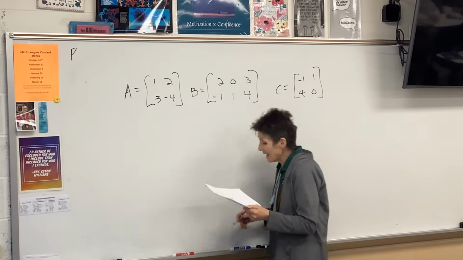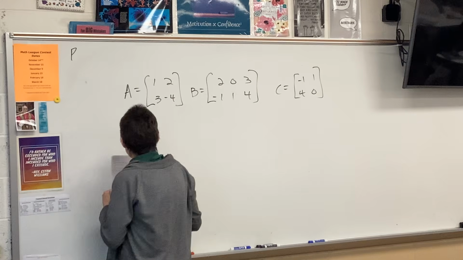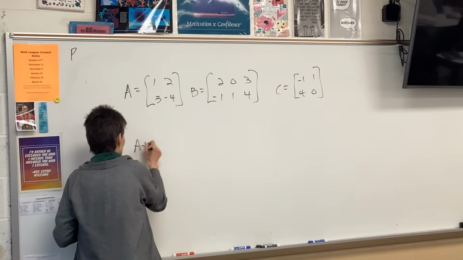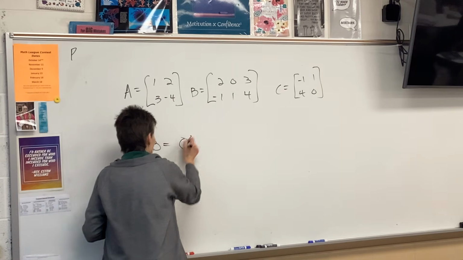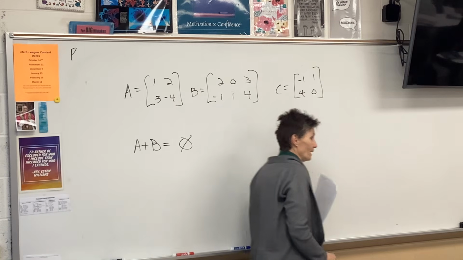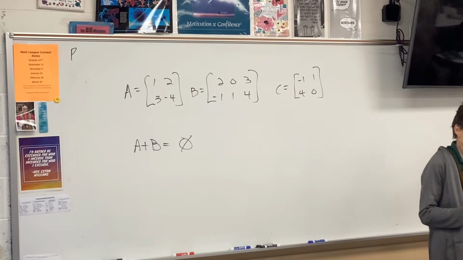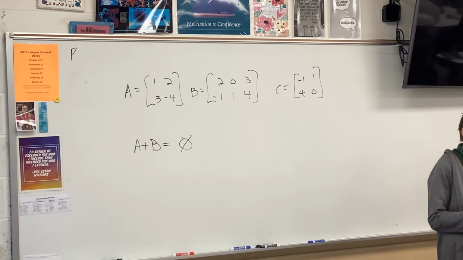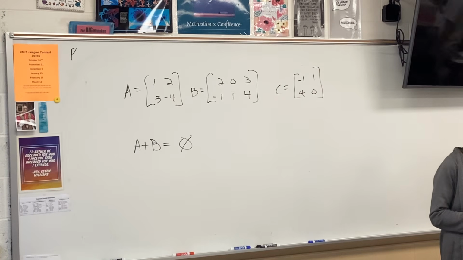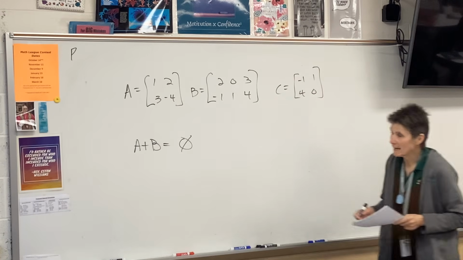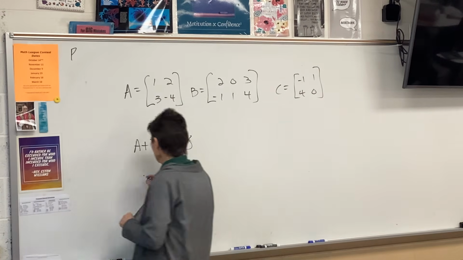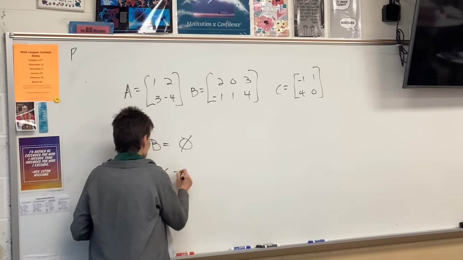Okay, now we're gonna add A and B. And I'm gonna tell you you can't do it. Can anybody figure out why you can't add A and B together? They have to be the same dimensions. So I can add A and C. A and C can be added.